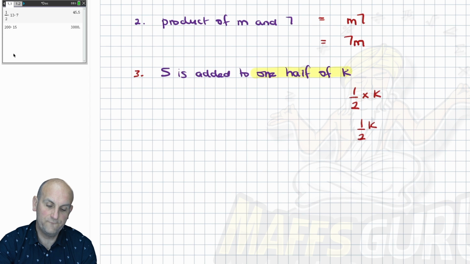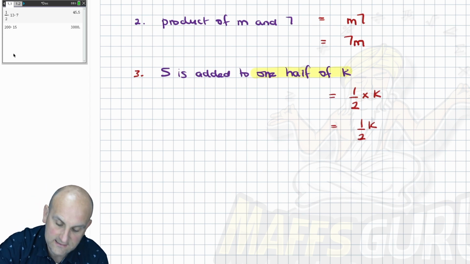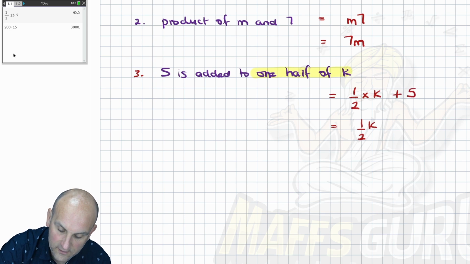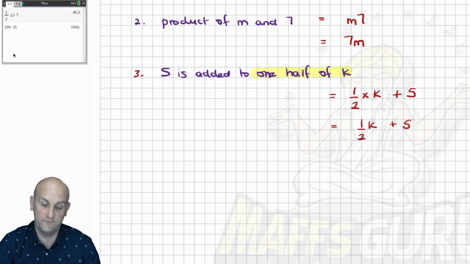Then what do we have to do? 5 is added to it. So having done that, I can then add 5. And so there we go. That's my answer, half k plus 5.